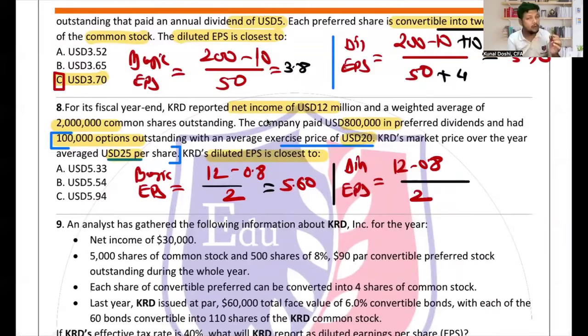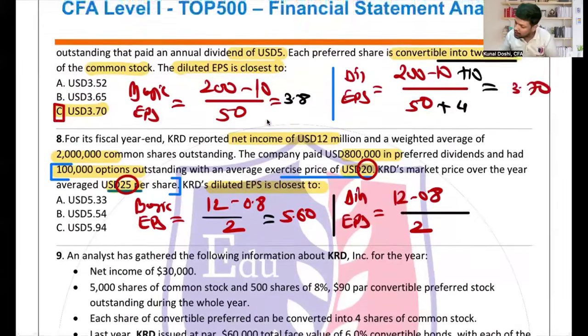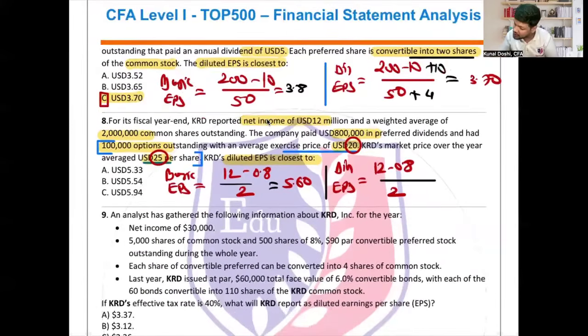Now, if you are not aware of the treasury stock method, this will be difficult for you. I would recommend you to go back and see the treasury stock method process. In the treasury stock method, we first need to check whether the option is exercisable or not. Exercise price is 20, market price is 25, so the option holder will exercise because it's cheaper. If exercised, how many new shares will be issued? I'll write down here. Additional shares issued is how many, guys?